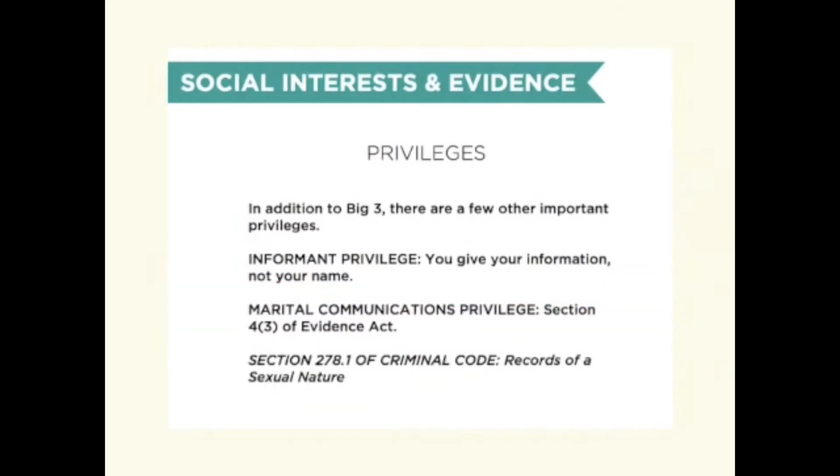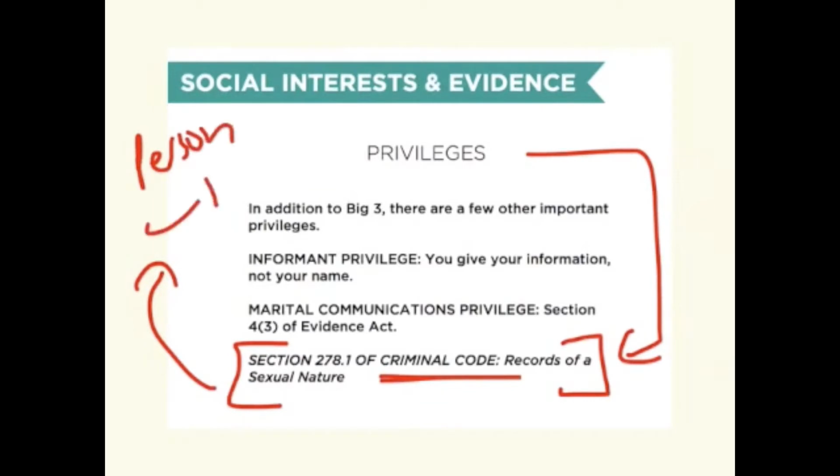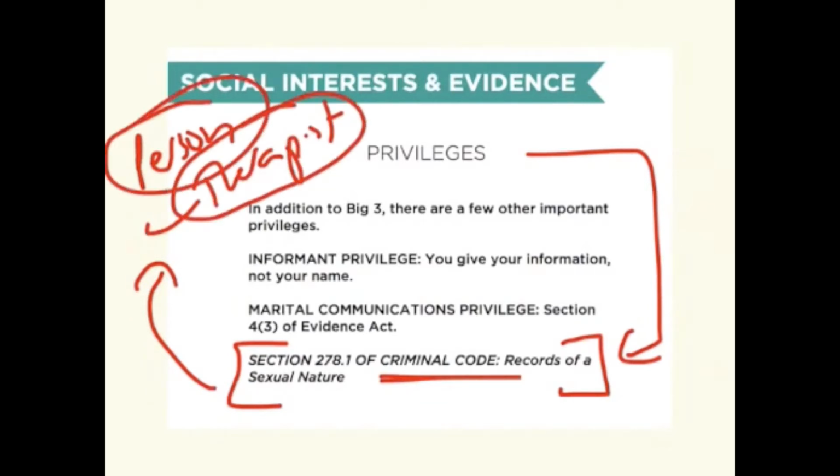And finally, this is not a privilege, so it's a bit of an error to call it that, but I want you to be aware of it because it has the effect of being very similar to a privilege. What it means is that a party can resist disclosure of this sort of information on the grounds that the Criminal Code essentially enacts a particular protection. This relates to records of a sexual nature. The most obvious is where a person speaks to their therapist or a rape crisis counselor and divulges some pretty private information.